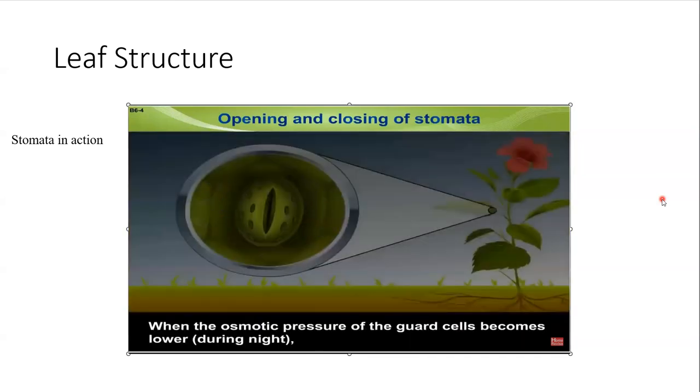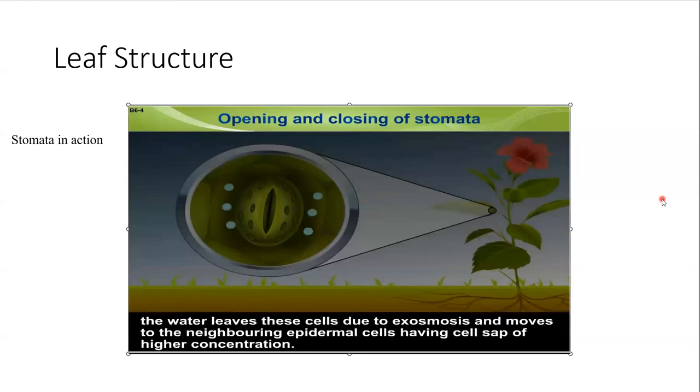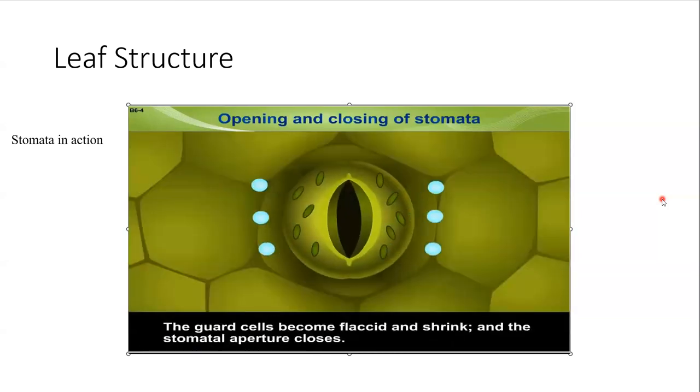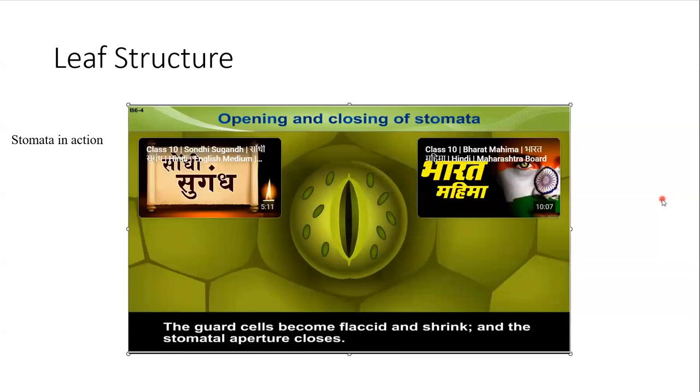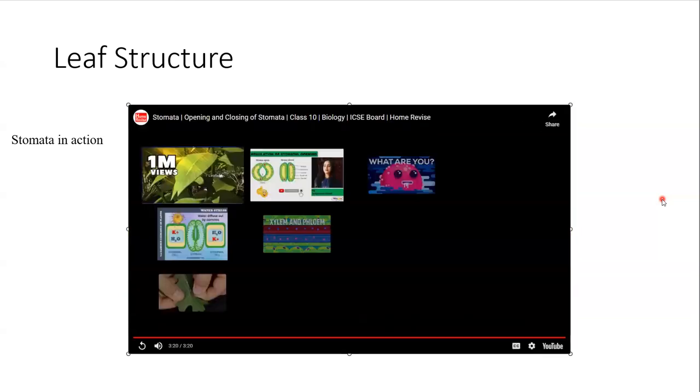When the osmotic pressure of the guard cells becomes lower during night, the water leaves these cells due to exosmosis and moves to the neighboring epidermal cells, having cell sap of higher concentration. The guard cells become flaccid and shrink, and the stomatal aperture closes.